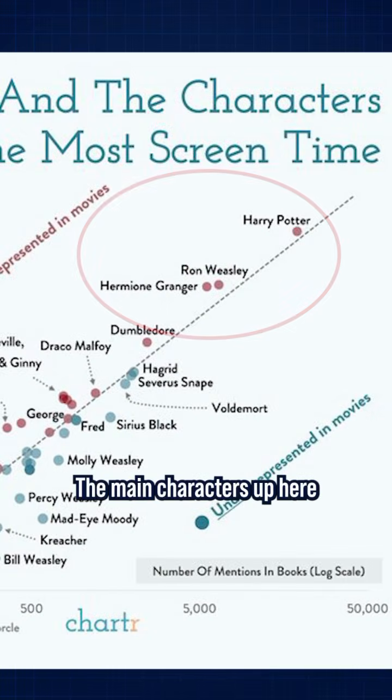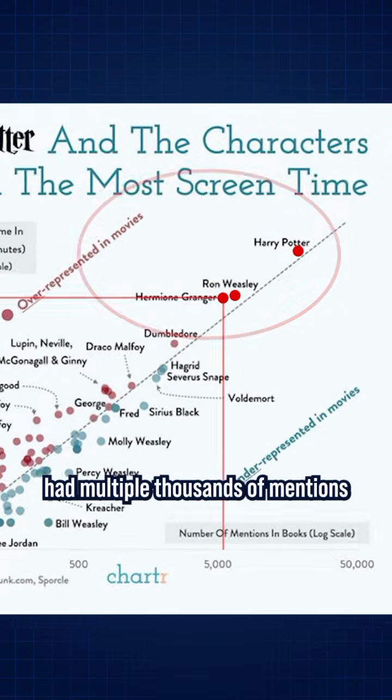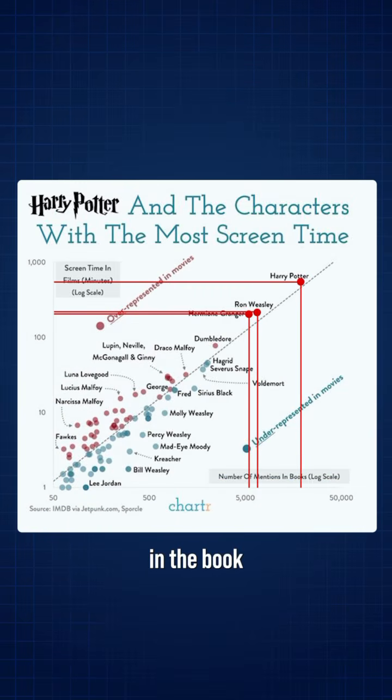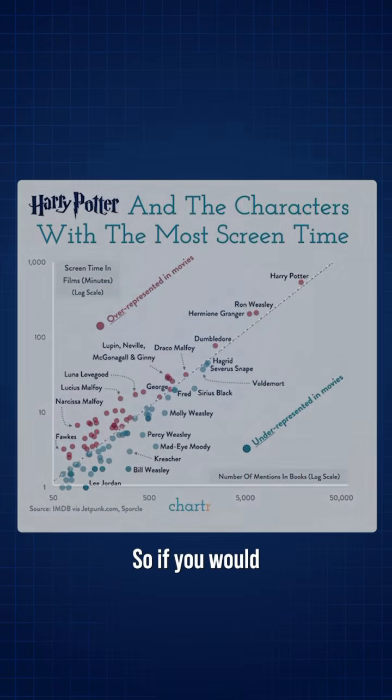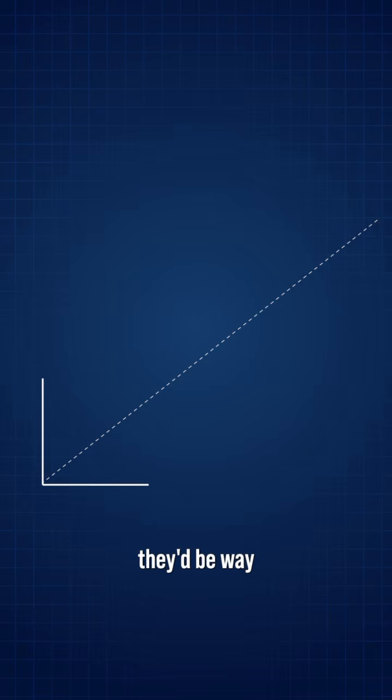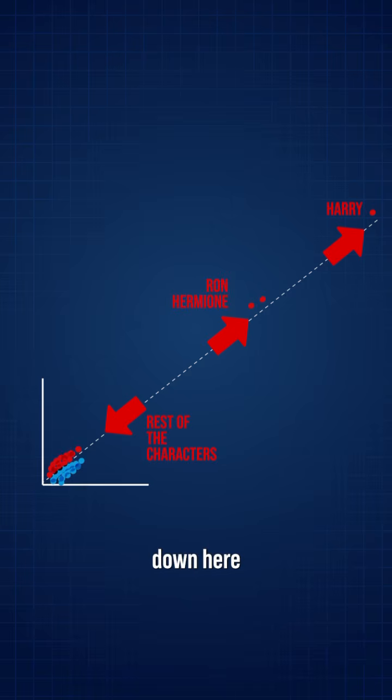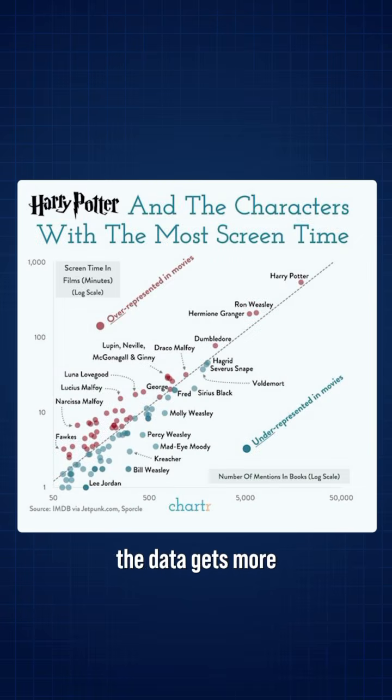The main characters up here, like Harry, Ron, and Hermione, had multiple thousands of mentions in the book and hundreds of minutes of screen time. So if you would have plotted them on a regular scale, they'd be way up in the top right corner, while the rest of the characters would have been clumped down here at the bottom. But on a log scale, the data gets more evenly distributed, and it's a lot easier to read.